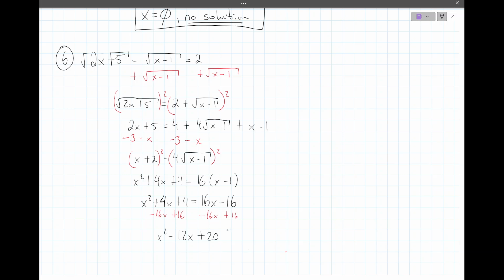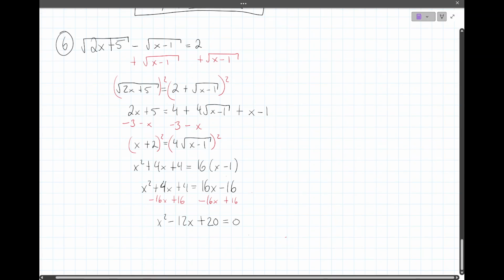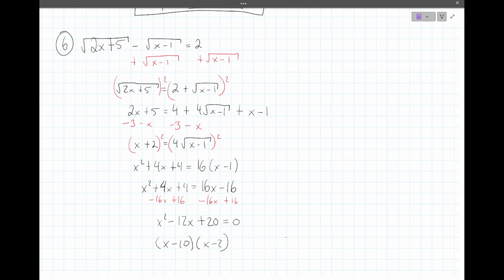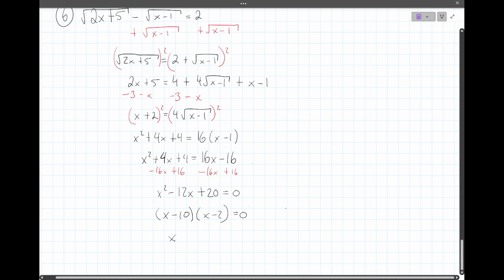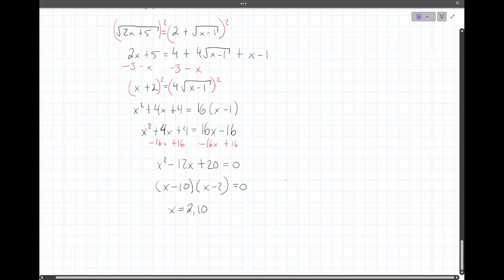And I see some factors that I think I can use. It looks like 2 and 10 would be the best factors here, right? So this could be x minus 10, x minus 2. Negative 10, negative 2 multiply to 20, and negative 10, negative 2 add to negative 12, so that works. So I'm going to get x solutions of x equals 2 and x equals 10. So we're going to try them now.